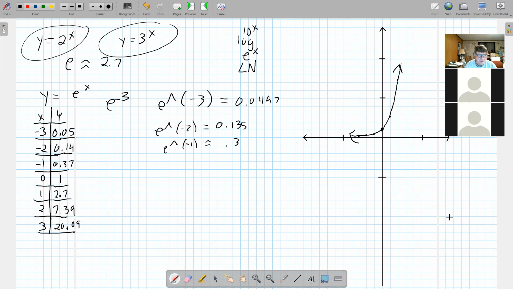Yes. Okay. So there's y equals e to the x. Very much like 2 to the x or 3 to the x. Again, it's hard to think of e as a number. It looks like a variable, but it is a number. All right. So now let's go back to my other screen.